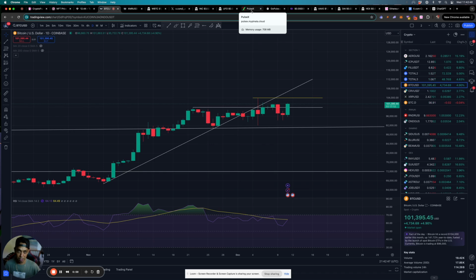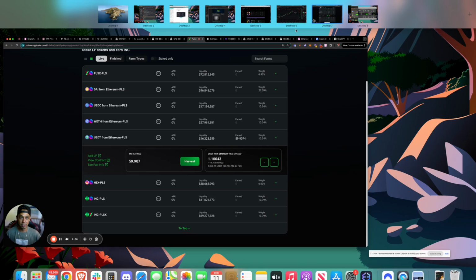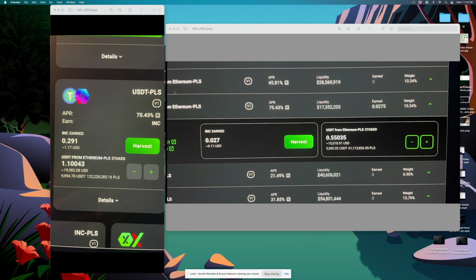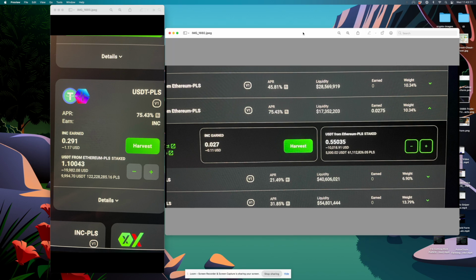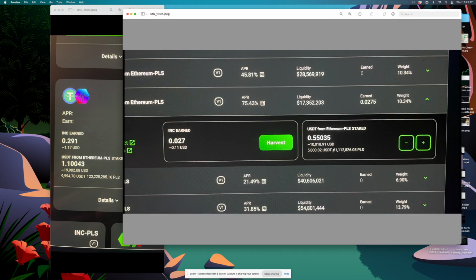I'm kind of curious, I wanted to see how impermanent loss works with yield farming. So far, let's take a look at these images here. I started last week, Thursday. Tomorrow's Thursday, so it'll be a week. I first tested it with 5,000, so I put a total of 10,000 in. If you look at the picture on the right, I put 5,000 of USDT and then $5,000 worth of Pulse, which is 61 million Pulse.